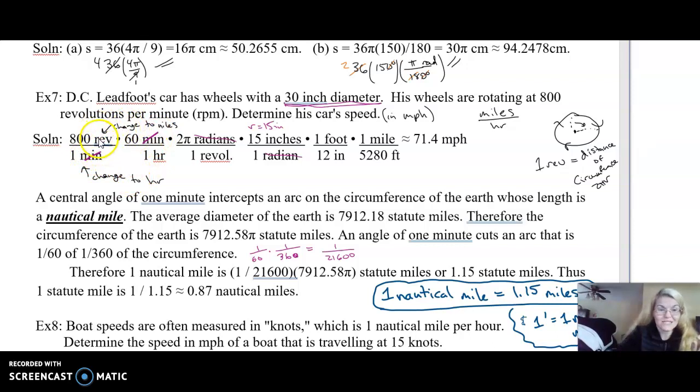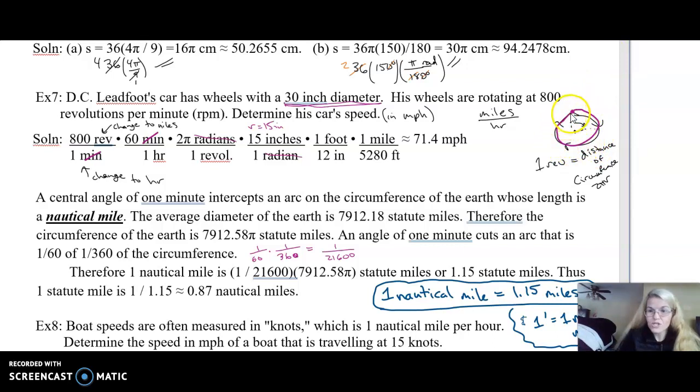Now, I have to change revolutions into miles. So I need to think about what is the distance of a revolution. So again, if you had paint around your tire, your wheel here, and it started to roll, right?